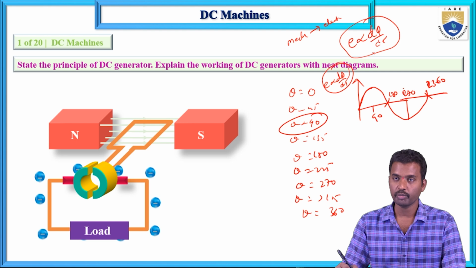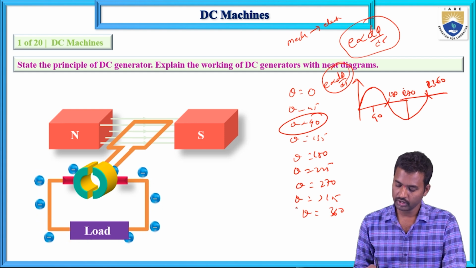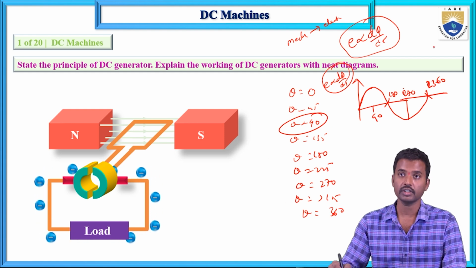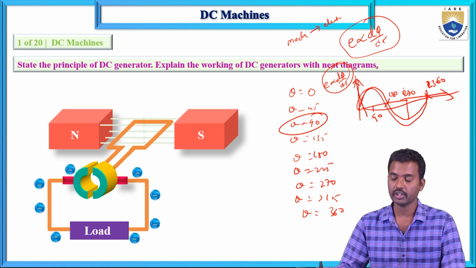This working principle of the DC generator we already discussed in the previous lecture. The single-turn conductor rotates through these angles and induced EMF is developed, as discussed in the previous lecture.